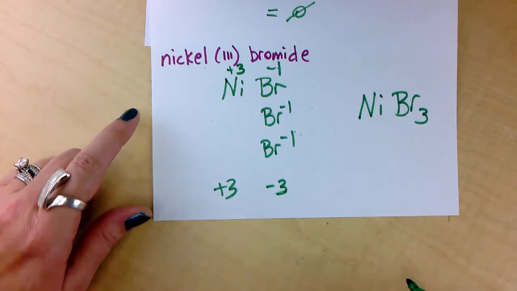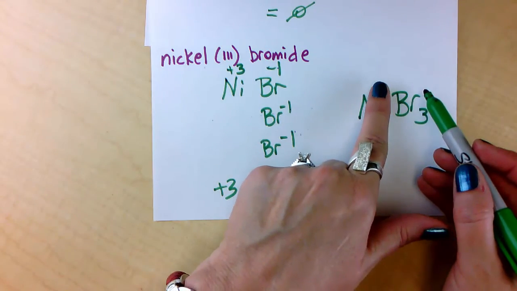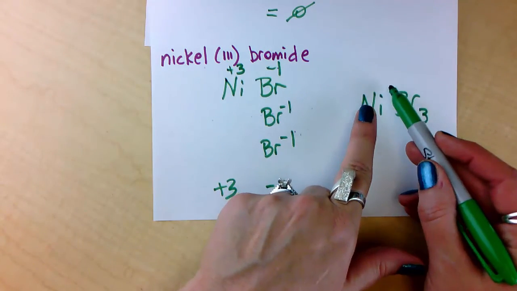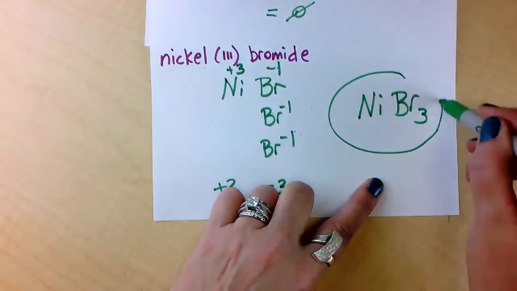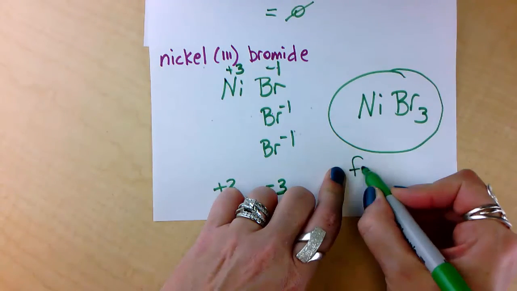NiBr3 is the formula. Don't show the charges in the formula. Don't put the minus or the +3 here. This is our scratch paper. This is the final answer. This is the formula.